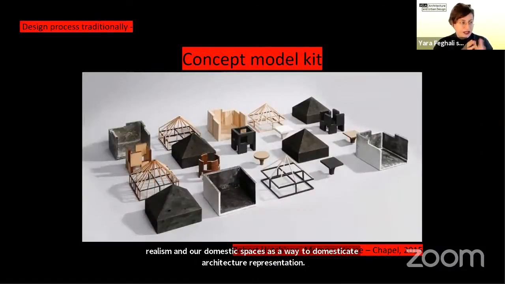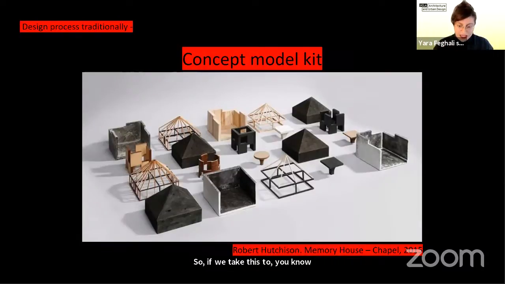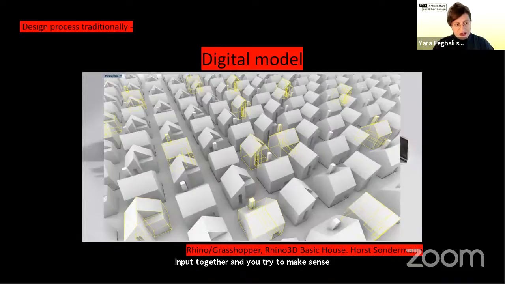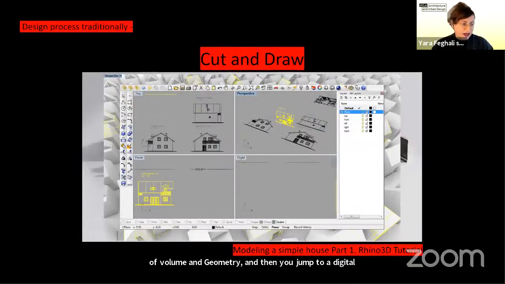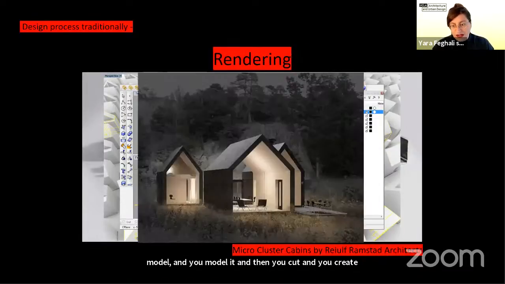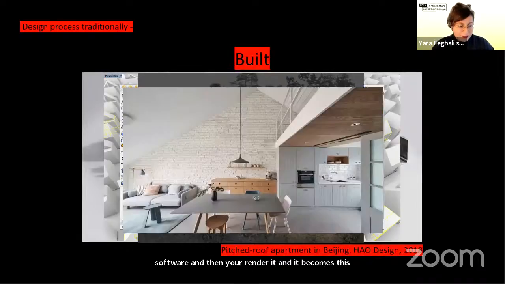So if we take the standard way of thinking of the core studio, which pedagogically starts with a concept model kit, which is any kind of different parts that you pull apart or pull together and you try to make sense of volume and geometry. And then you jump to a digital model and you model it, and then you cut and create a plan, a section through different cuts on a software, and then you render it and it becomes this beautiful image, and then you build it and it becomes a space.